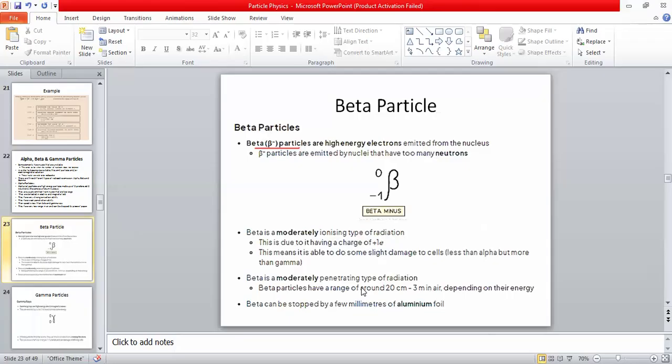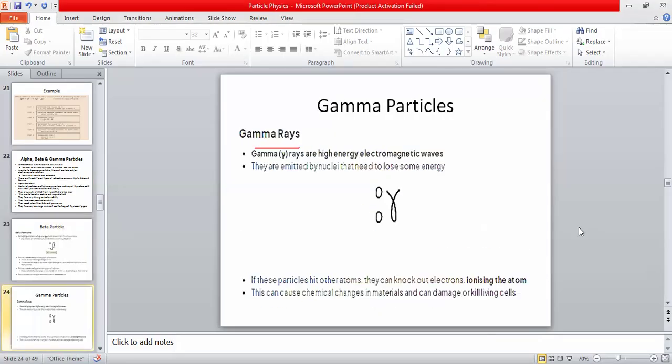Next, it can be stopped by a few millimeters of aluminium. So if aluminium foil is kept in the path of the beta particles, you can stop those beta particles. And next, last but not the least, we have gamma particles. What are gamma particles?